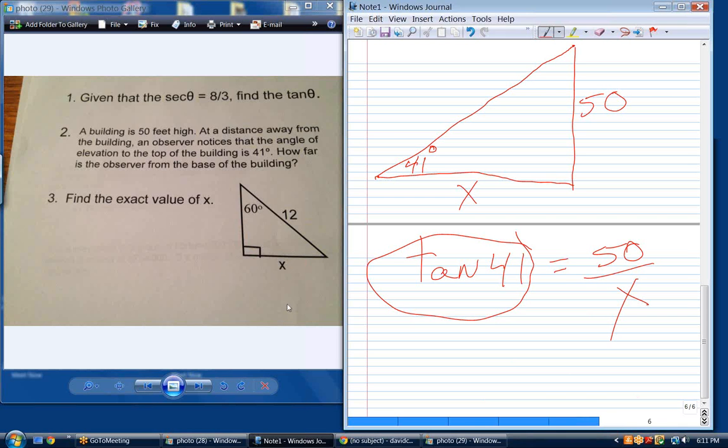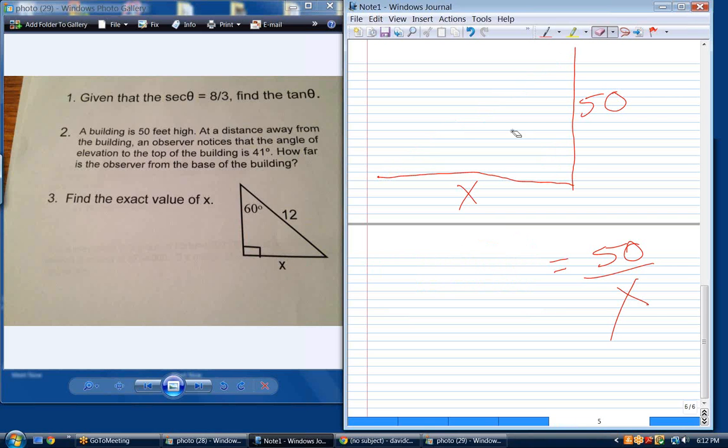Right. Okay. On number 3, what trig function can I use to solve for that x? Basically, number 3 is this. Opposite over hypotenuse, so you'd use sine of 60 equals x over 12. Yeah, 1 second if you would. This is my next one.